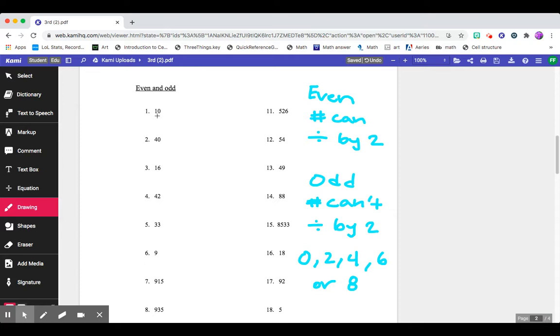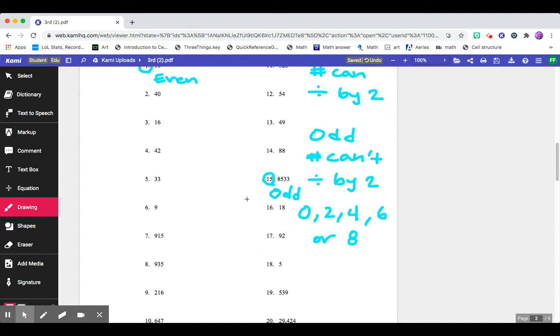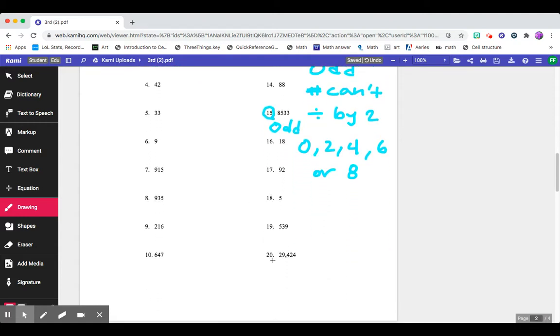So for example, number 10, I told you if it ends with 0, 2, 4, 6, or 8, it's an even number. So this is even for number 1. And let's try a different question. Let's try number 15. There's a 4th place, but you don't have to see everything. You can just see the last number. It ends with 3. So we can't divide by 2 as a whole number, then this is an odd number. Let's try number 20. If you see at the end it ends with 4, then this is an even number. You can divide this by 2.